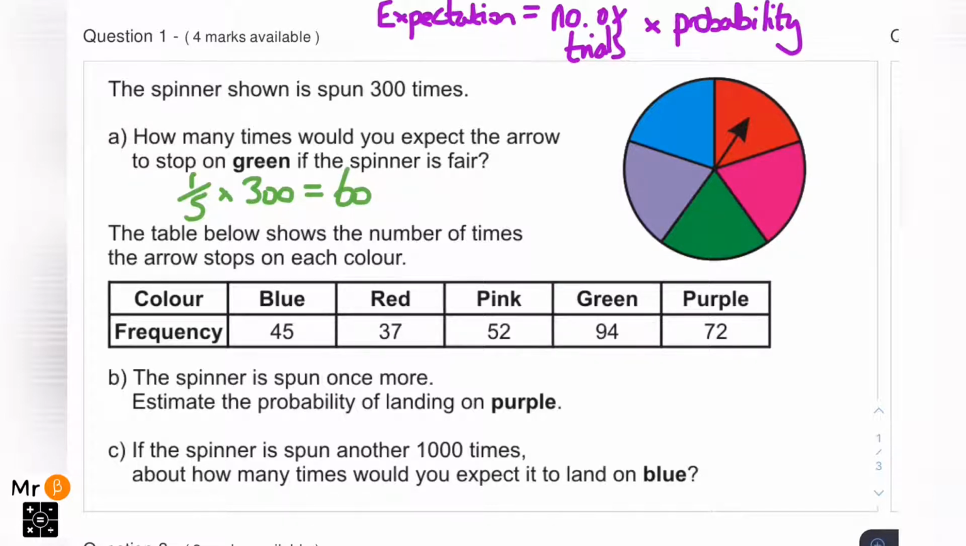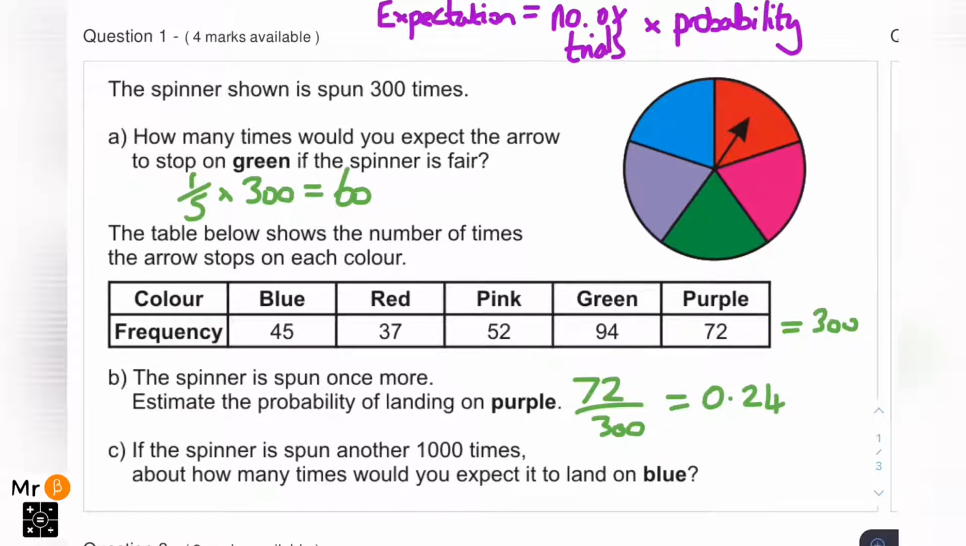Part B, the spinner is spun once more. What's the probability of landing on purple? Again, it's an estimated probability. So here we've got 72 which landed on purple out of a total of 300 trials. So therefore our probability is 72 over 300. You can leave that as a fraction or give it as a decimal, 0.24.